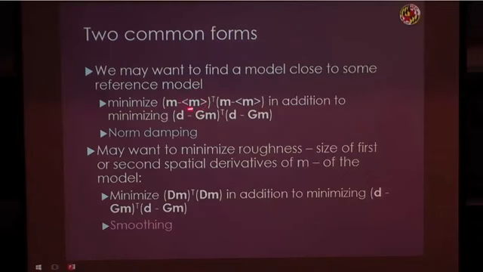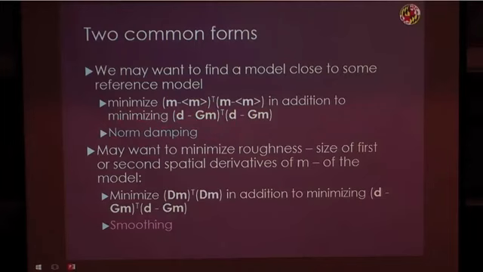The reference model here is shown right here. So we have your actual model minus the reference model, transposed, times the other one. This is essentially the length squared of that vector of differences. And so what you want to do is minimize this, in addition to the typical thing, which is that you want your residuals to be minimized. This procedure is called norm damping.